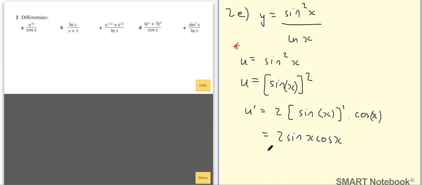Or if you wanted to be fancy, you could have said sine 2x as well, because that is one of the trig double angle formulae. So u is that, v is simple, ln x, differentiate that is going to become 1 over x. Yeah, that's fine.